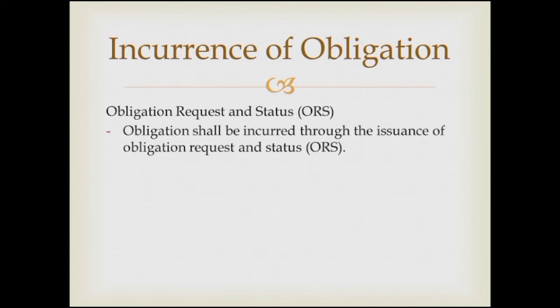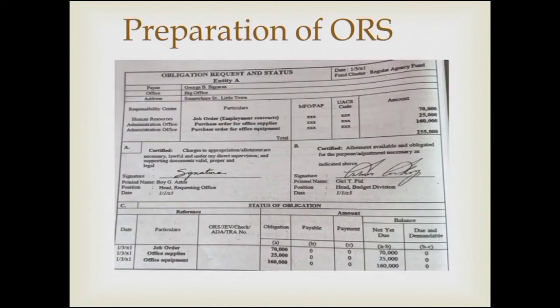Obligations shall be incurred through the issuance of the Obligation Request and Status or ORS. The requesting office shall prepare this document supported by valid claim documents like disbursement vouchers, payrolls, purchase or job orders, itinerary of travel, etc. The head of the requesting office shall certify the necessity and legality of the obligation and the validity of the supporting documents. The head of the budget division shall certify the availability of the allotment. This is the example of the preparation of ORS or Obligation Request and Status.